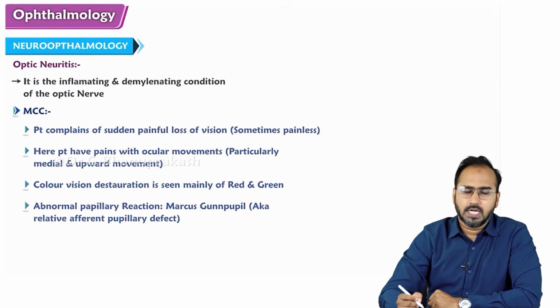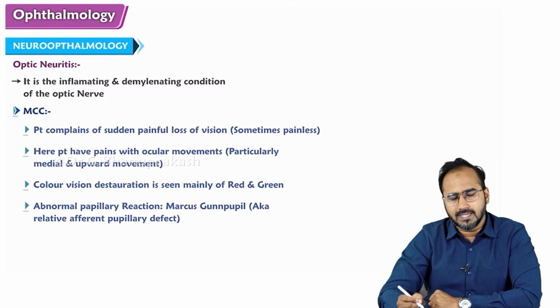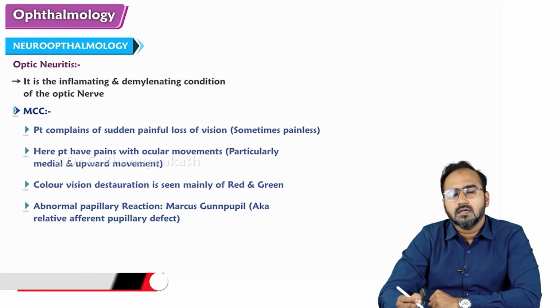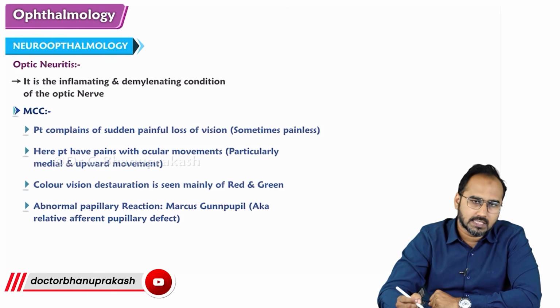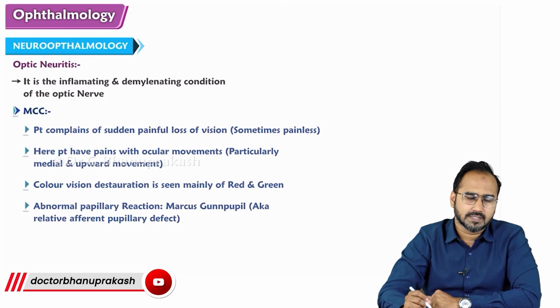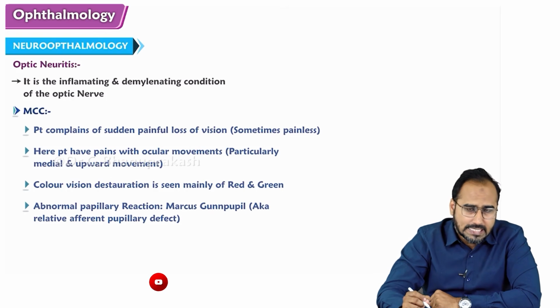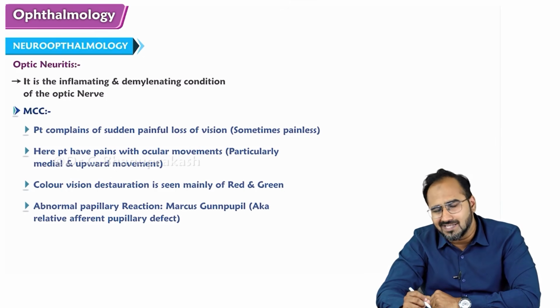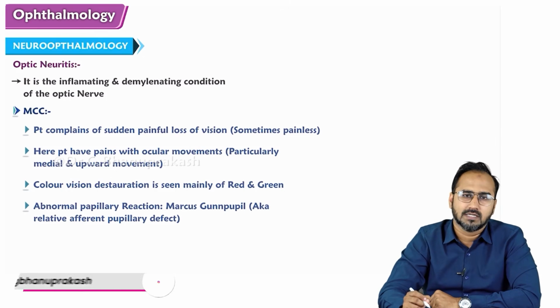We'll deal with this topic of neuro-ophthalmology. In neuro-ophthalmology, we'll discuss optic neuritis and retrobulbar neuritis. What is meant by the term optic neuritis? Optic neuritis is inflammation of the optic nerve involving the optic disc also, that is called optic neuritis.